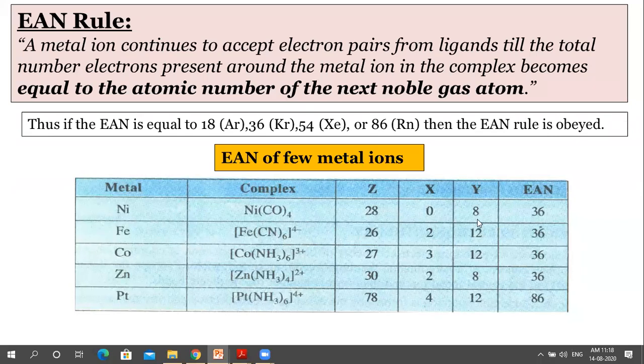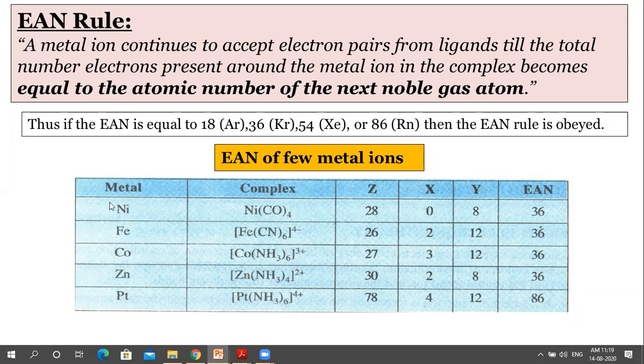So why is this 8? Because there are 4 carbonyl ligands, we can see clearly 4 carbonyl ligands are there. So these will donate 8 electrons. So this is 28, 0 and 8. After calculation we will get 36 as the effective atomic number. So this 36 is the atomic number of the rare gas krypton. So the EAN rule is satisfied here.